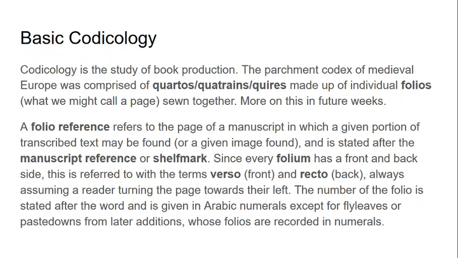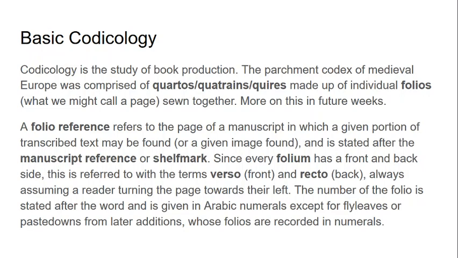But the reason you need to know what this is now is that when we're making historical arguments about things and we're referring to contents of manuscripts, we refer to them by the folio reference. So a folio reference refers to the page of a manuscript in which a given portion of a transcribed text can be found, or a given image can be found. And it's stated after the manuscript reference or a shelf mark.